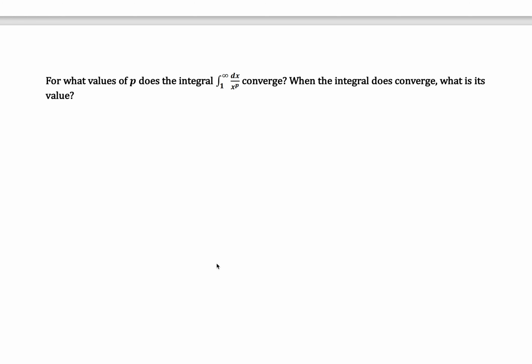And what I'm going to do is start out by assuming that p is not equal to 1. We're going to look at that very special case by itself later. So I'm going to start by assuming that p is not 1. It's either something larger than 1 or something smaller than 1. So what I'm going to do now is set up this integral as a limit. So instead of having it go from 1 to infinity, I'm going to have it go from 1 to b, and then we're going to look at the limit of that integral as b approaches infinity.